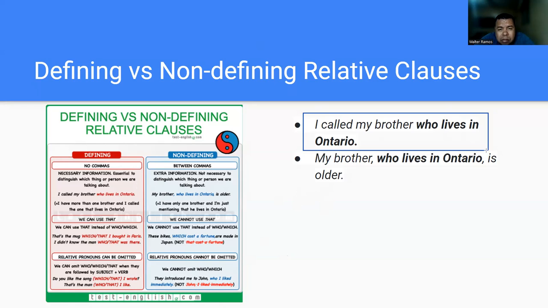Now, it doesn't have any commas, right? No. Okay, because it doesn't have any commas, it means that it is necessary information, okay? It's defined. Okay, so how many clauses do we have here?